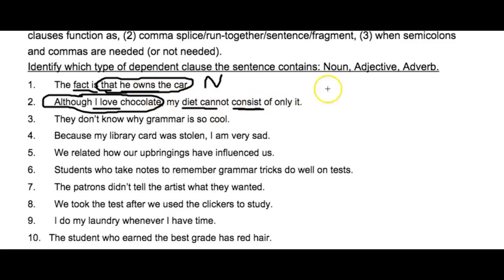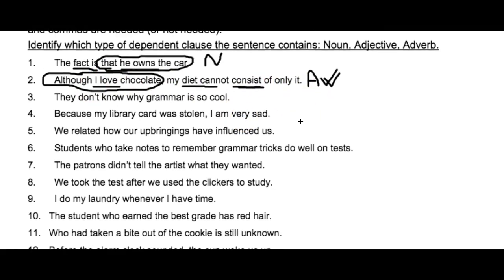It's not a noun. If it's an adjective, it will usually describe the noun that's right before it. There's no noun in front of it. So that means this is an adverb. Now, I can also check if it's an adverb. This is not a 100% test, it's a 90% test. But usually adverb clauses you can move around. My diet cannot consist of only it, although I love chocolate. Still makes sense even if you put it at the end, so it's an adverb.